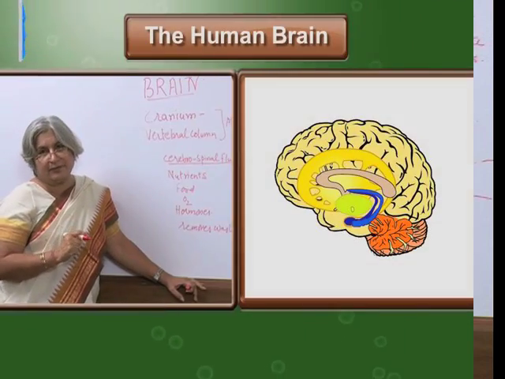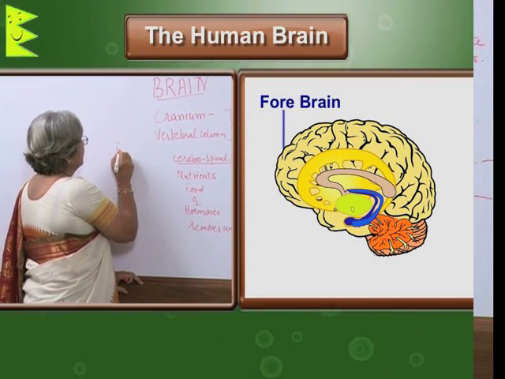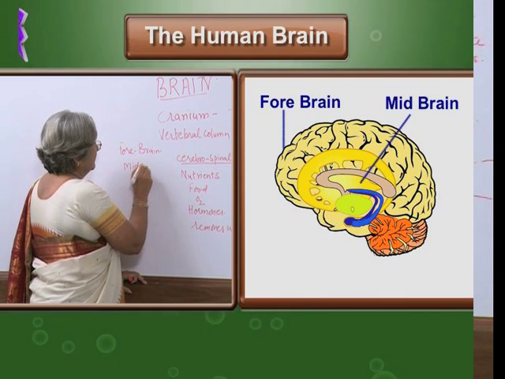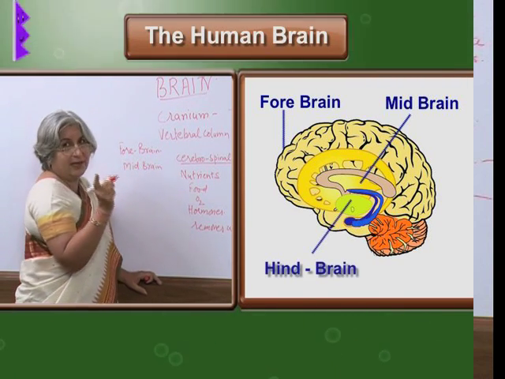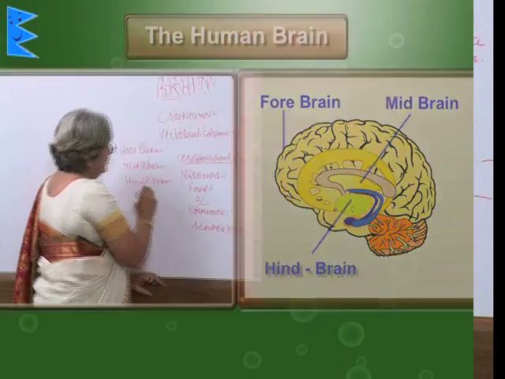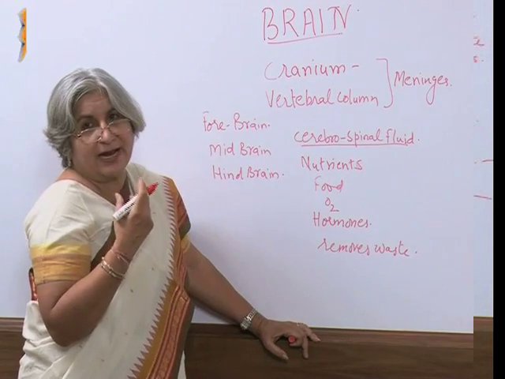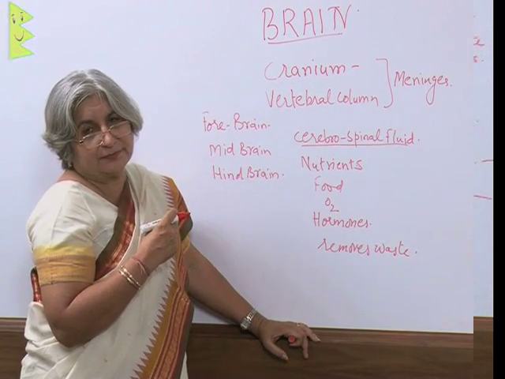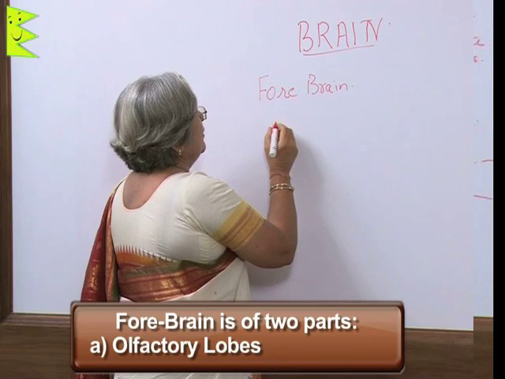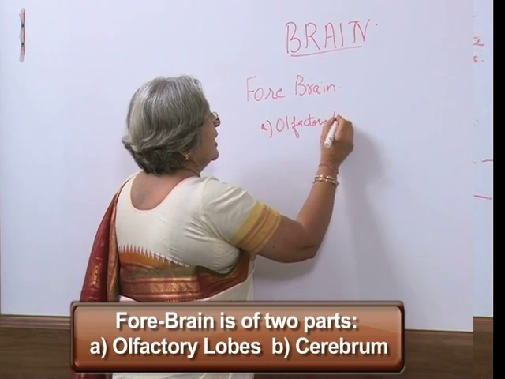Now, we come to the structure of the brain. Brain is mainly made up of three parts: the forebrain, the midbrain and the hindbrain. After this, we will go into the details of each part of the brain and try and understand which part is doing which function. The forebrain is made up of two parts: the olfactory lobes and the cerebrum.